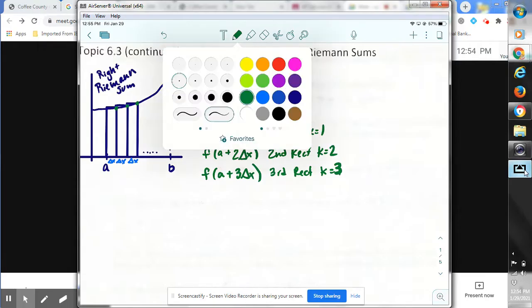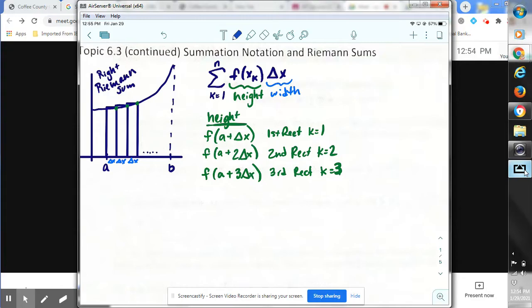All right, so if I want to do a summation for a right Riemann sum, it's going to be the summation from k equals 1 to n, so however many rectangles is n. All right, so our height: k is 1, this is 1 delta x. K is 2, this is 2 delta x. K is 3, this is 3 delta x. So it's going to be f of A plus delta x times k. And then the width is delta x. So all I did for the height is I used what I just figured out using my diagram, and I just filled in this for the height.